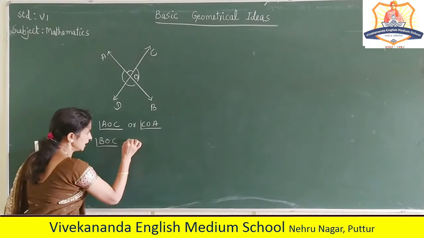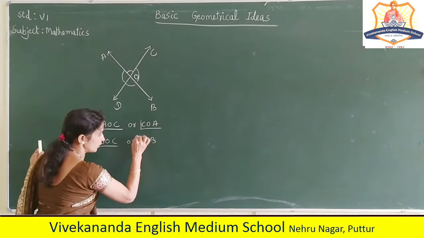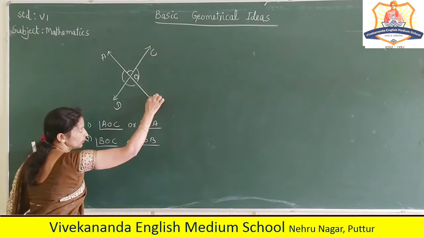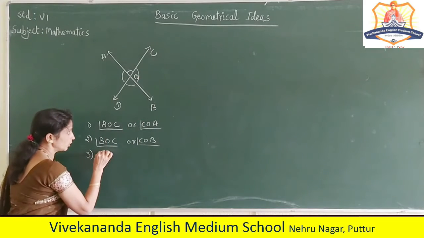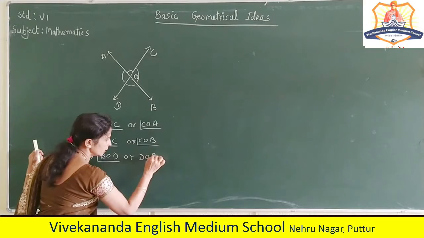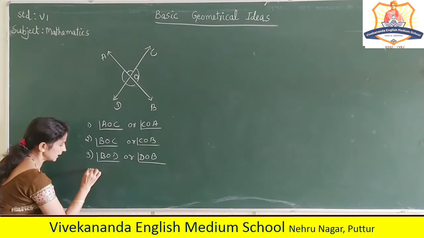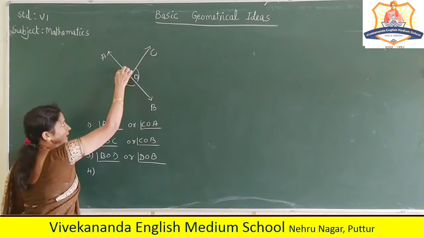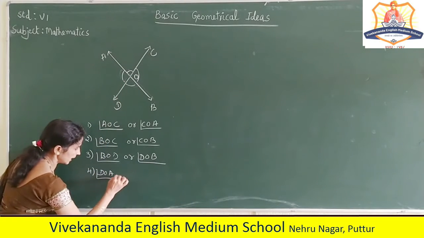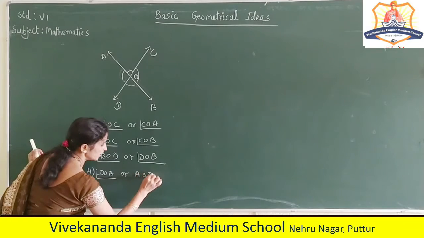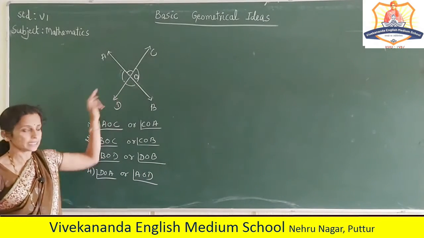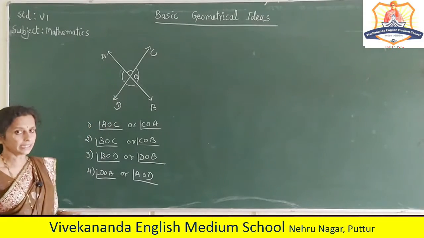Here there is another angle, angle BOC or COB. Angle BOC or angle COB, it is one and the same. Third angle, this angle, angle DOB or angle BOD. Next, the fourth angle, angle DOA, this angle, or angle AOD. So here we are getting 4 different angles when these two lines intersect.